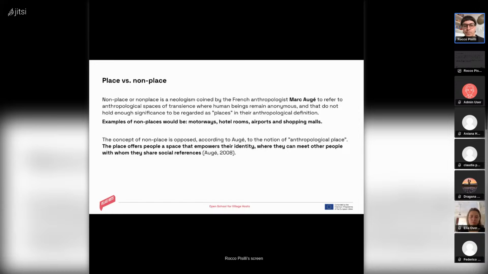So this is the anthropological place. According to Marc Augé, it is the place that offers people a space to empower their identity and where they can meet other people with whom they can share social references. So this is really important. So a place is also the community of people living in the same places, and there are some values related to places.